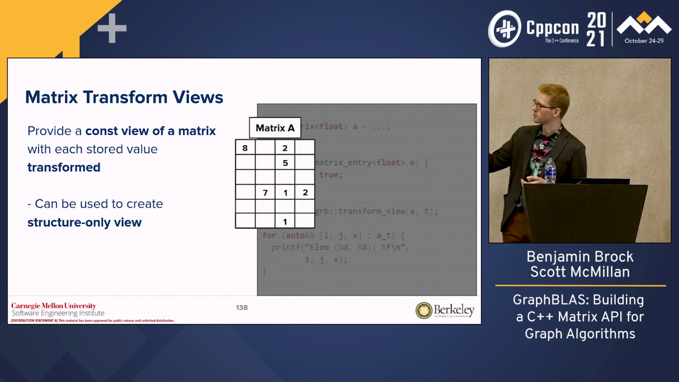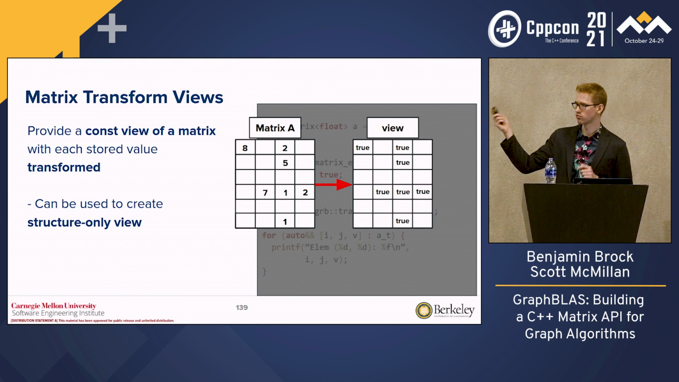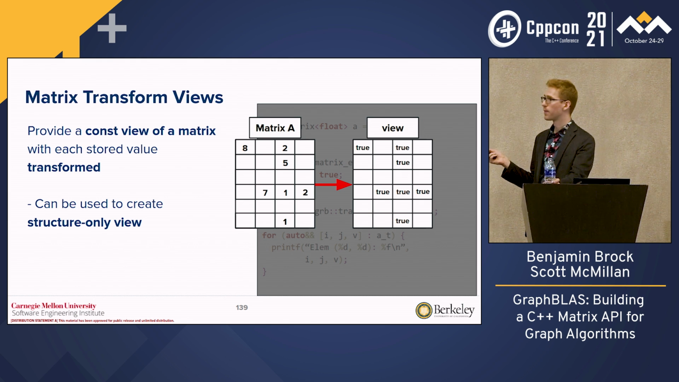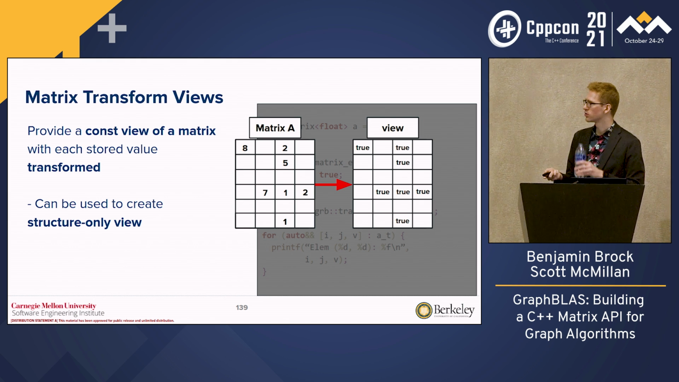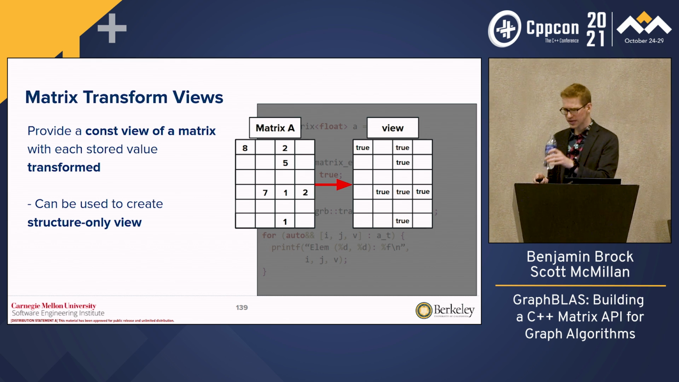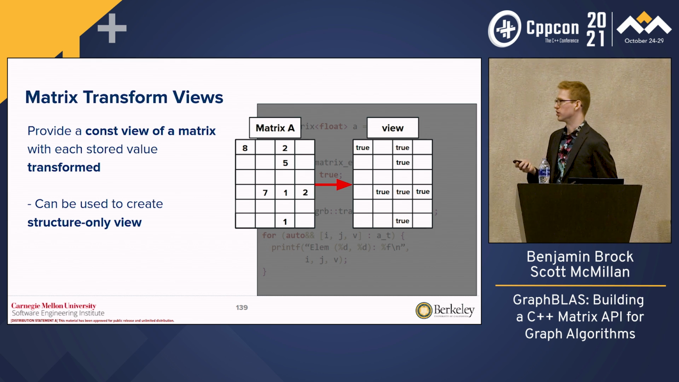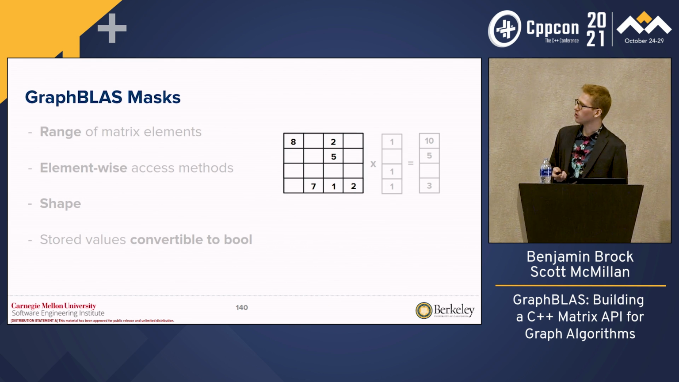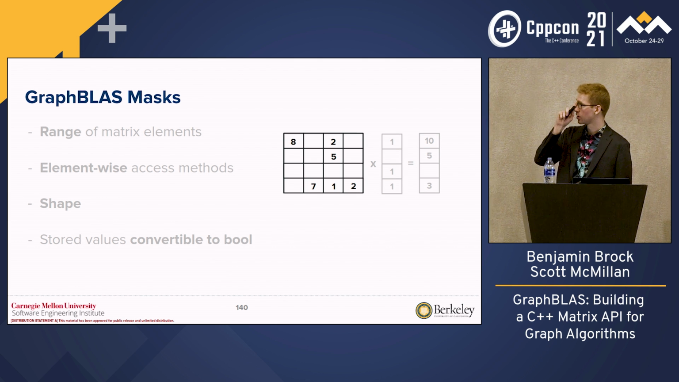So for example, if we had this matrix here, and then we created this transform view of it, it would have true in all of these locations. This is very important when it comes to masks, when you want to mask out any location that you have a stored value, even if one of the values might be 0, for example, or might be something that evaluates to false.